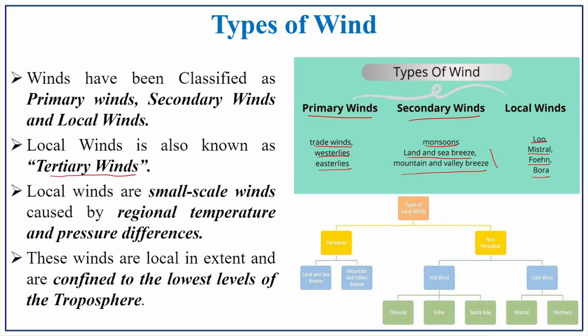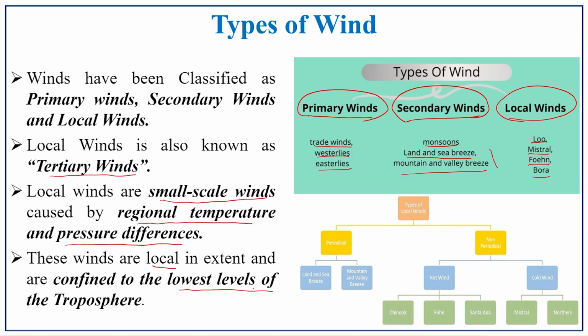These local winds are small scale winds caused by regional temperature and pressure differences. The primary winds are global scale, the secondary winds are regional scale, and these local winds are what? They are local scale, small scale prevailing winds. These winds are local in extent and are confined to the lowest level of the troposphere. So, it is confined to the troposphere.